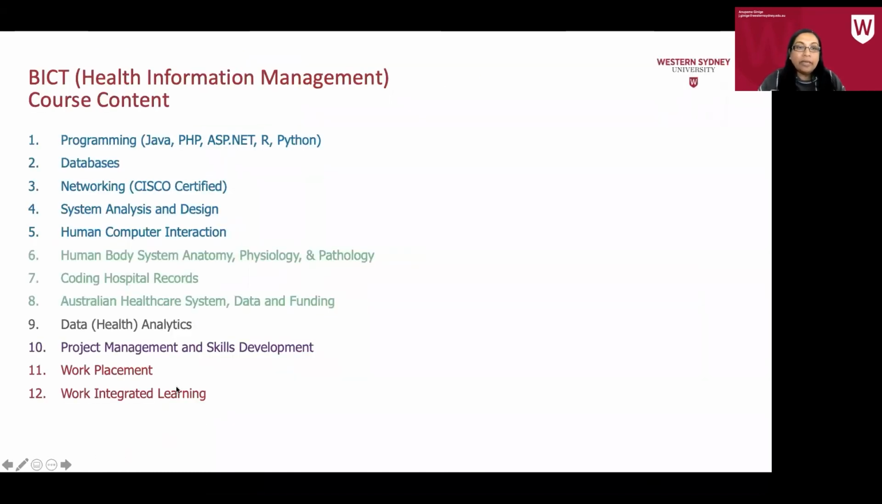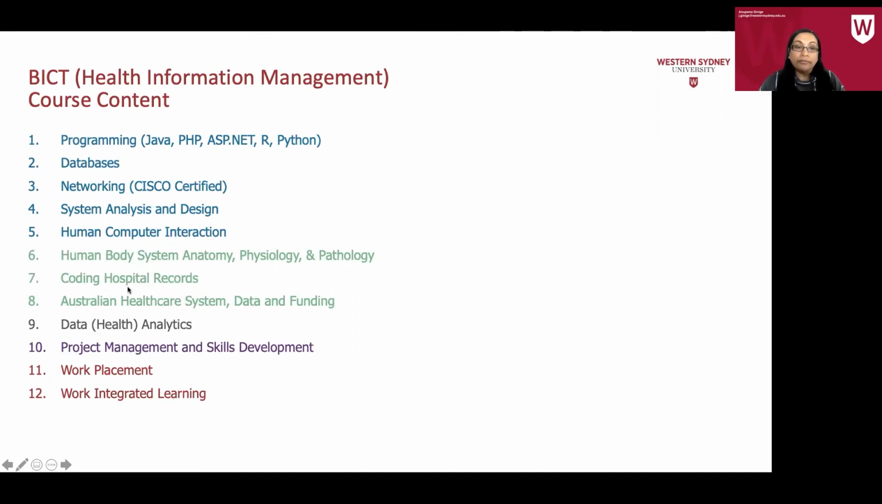Now, moving on, I have again listed various items that you study, using the same color scheme. So you learn programming, Java, a number of programming languages that are used in the IT sector. And we have database, and we have industry-based certificates in the networking units, and human-computer interaction, system analysis and design, again covered in the blue units. And then the human body system, anatomy, physiology, pathology, all of that.